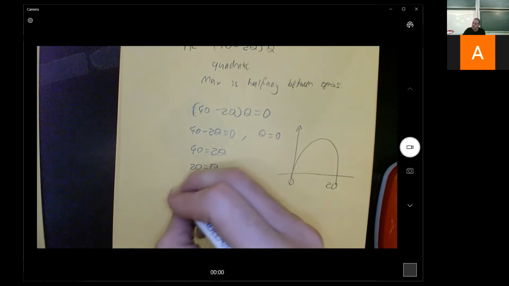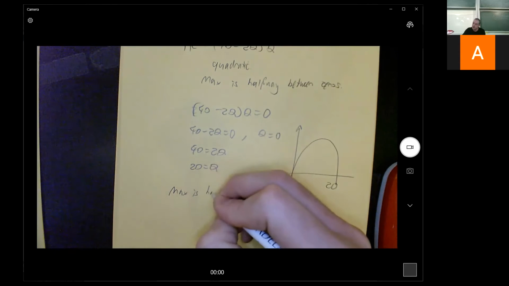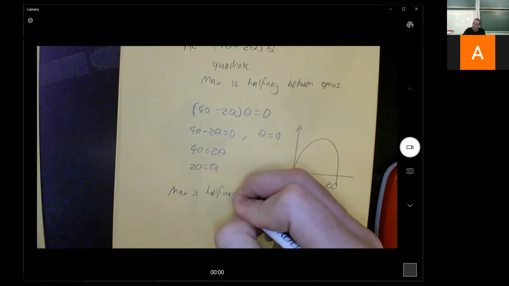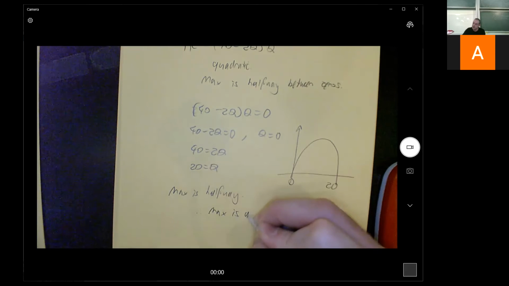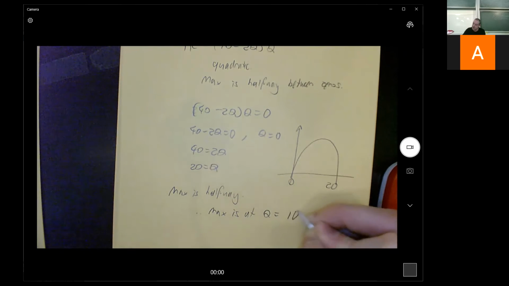And so the maximum is halfway, and so therefore the maximum is at Q equals 10, because that's halfway. So that's how to do it as a quadratic function. That's how I'd do it, and I'm pretty sure you did quadratic functions in this course.